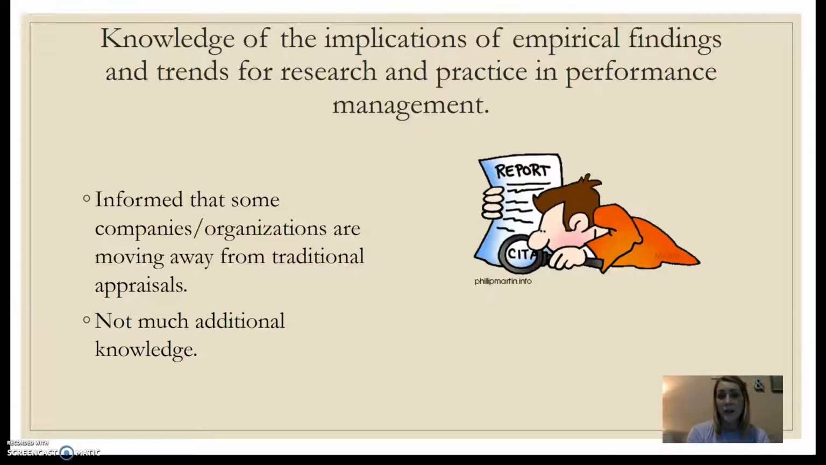However, I am somewhat informed about some of the trends that are happening in regard to performance appraisals and performance management, particularly that currently there are some companies and organizations that have said they're starting to move away from the traditional appraisal. They're just not seeing any benefit to the way that, like I said, the traditional appraisal is being approached and being executed. As far as the specifics of why they are moving away, again, that's not something that I'm very knowledgeable about, but hopefully the more I learn in this course, the more I'll be able to understand why that trend is starting to take place.